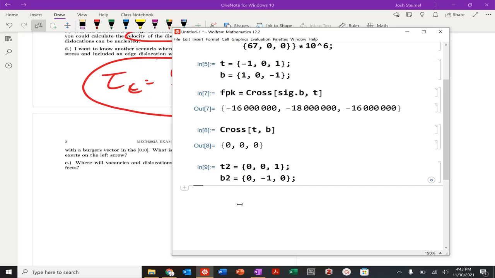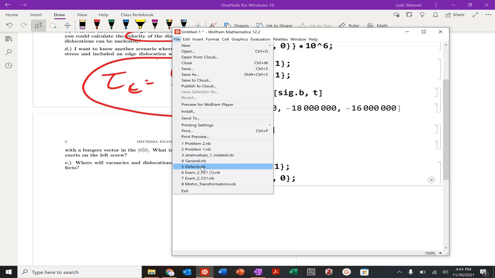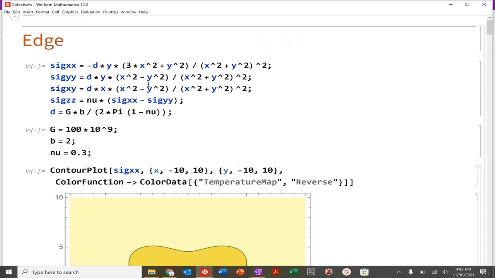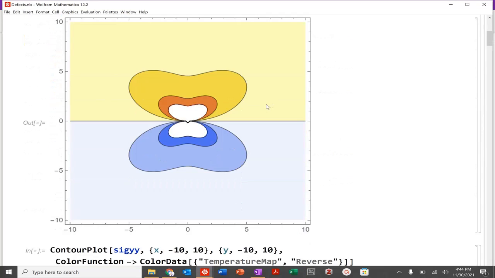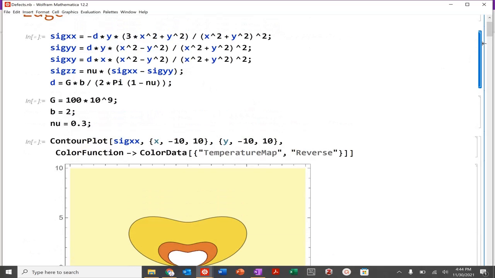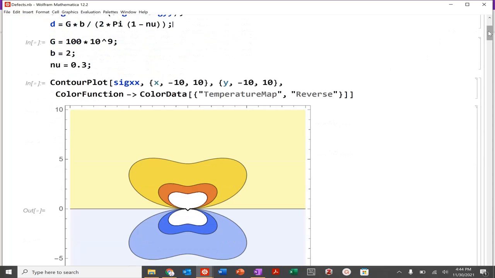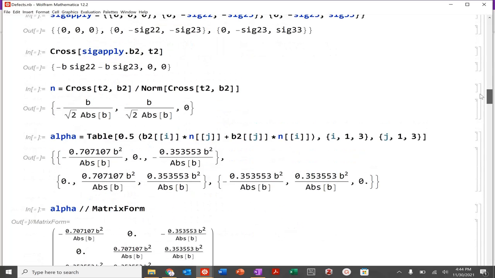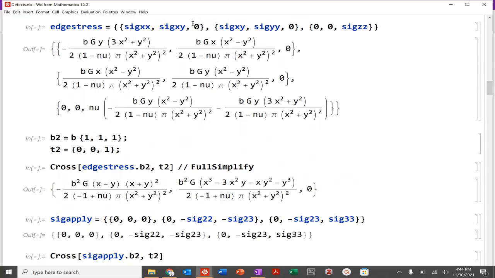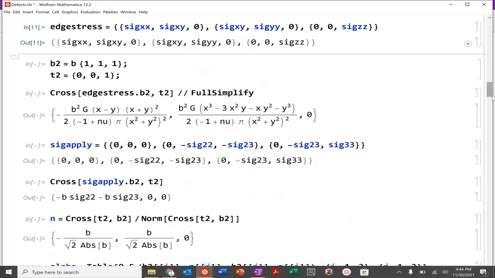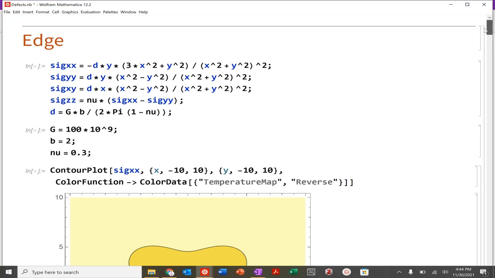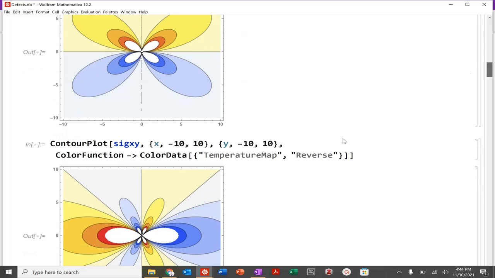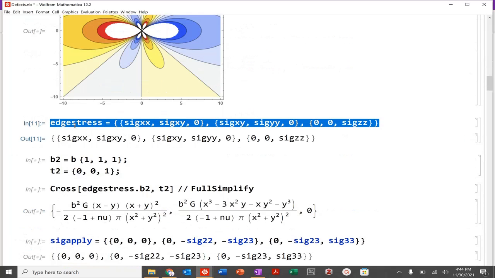So I need to figure out and find, and actually I'm going to go ahead and cheat just a little bit. Here is my stress of my edge dislocation. Hopefully I have it somewhere else here. Let's see if I have got it. I'm trying to look for, here we go. This is the edge stresses, and I could look at this value here to see what the actual values are. Here's the function, this is the stress tensor associated with an edge dislocation.